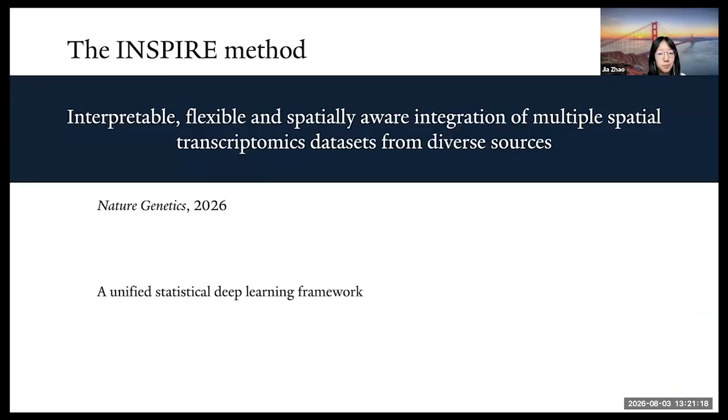So here, we want to introduce our method named INSPIRE, which was published in Nature Genetics this year. It combines the deep learning thinking with the interpretability from traditional statistical modeling. Later on, we will see how we can integrate those two components together to achieve both flexibility and interpretability.